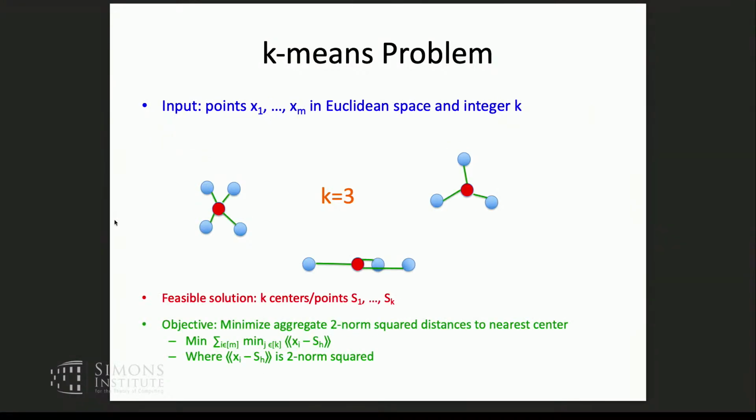So I want to find 3 points, these 3 red points here, S1, S2, S3, such that if I look at the distances from all the blue points to their nearest red point, that's minimized. So the aggregate distance. And I'm going to use the 2 norm squared distance, so the normal distance squared.